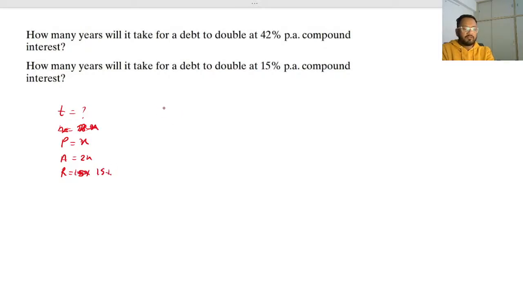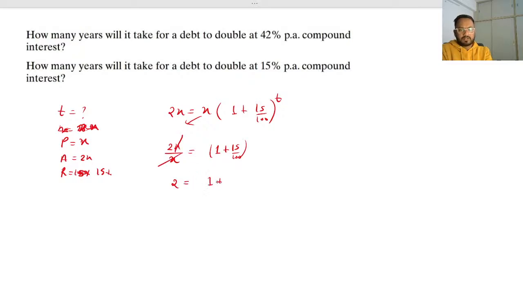Very easy, now I will go very fast. Please look here. So amount is 2x and principal is x, then (1 plus 15 upon 100) to the power t, and we'll send this x to the denominator. So 2x upon x is equal to (1 plus 15 upon 100) to the power t, x and x can be cancelled. So 2 is equal to (1 plus 0.15) to the power t. So it will be 1.15 to the power t, and this is 2.